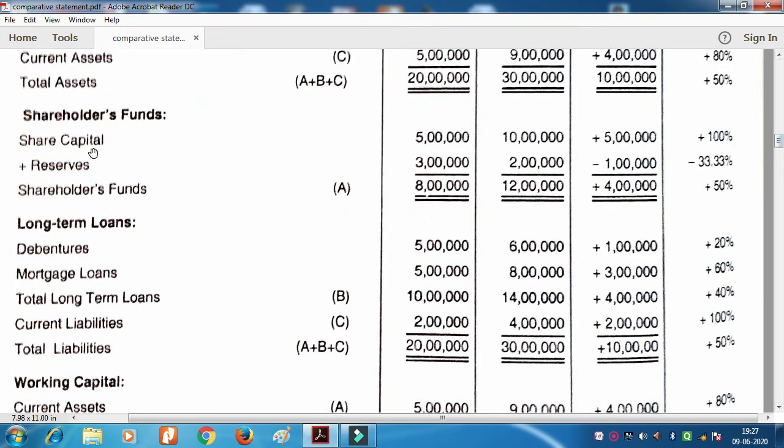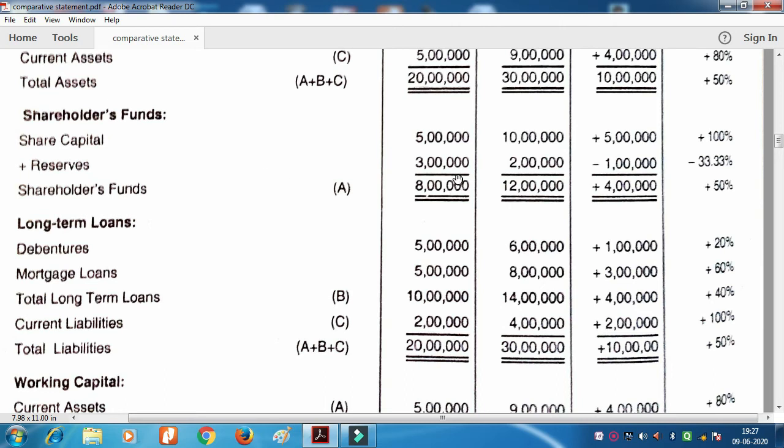Then comes the liability side. On the liability side we have share capital 5 lakh and it increases to 10 lakh. So how much has it increased? Tell me, please tell me. It has increased by 5 lakh. So 5 lakh divided by 5 lakh becomes 100%.